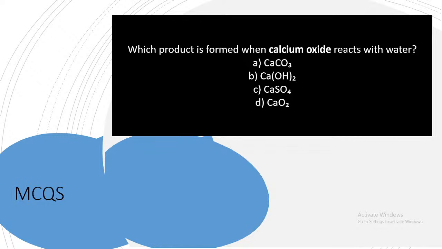Okay, next one. Which product is formed when calcium oxide reacts with water? It's okay, those who have made mistakes, no issues. Try to understand the question, read slowly, and then answer. Which product is formed when calcium oxide reacts with water? Is it calcium carbonate, calcium hydroxide, calcium sulfate, or calcium oxide?